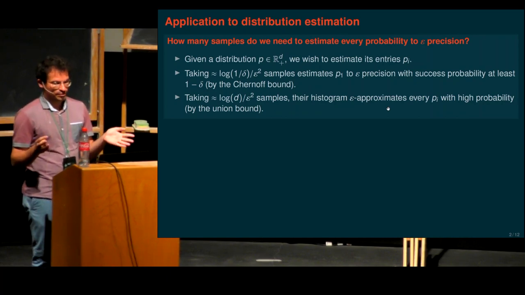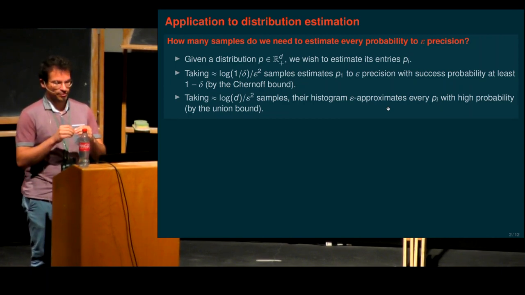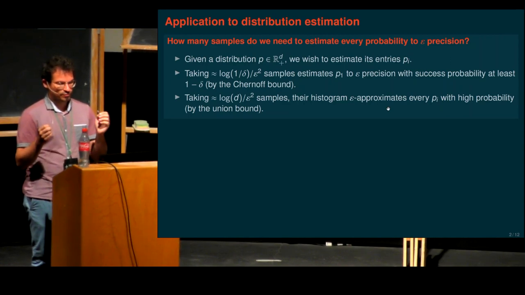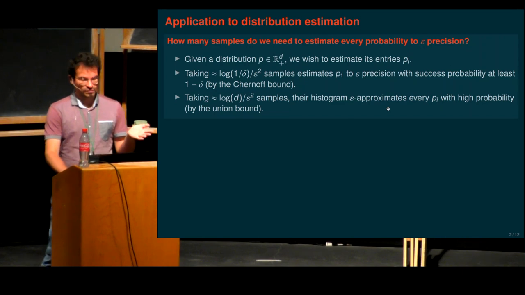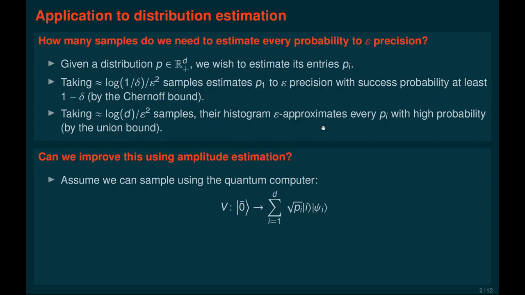And so the increase in the number of samples was something logarithmic in the number of different outcomes of my distribution, or different outcomes of my experiment, so the size of my distribution, which is a very nice thing. And so we would be hoping to get something similar quantumly. And so the question is, how can we prove this algorithm in a quantum case? We often can remove this epsilon square dependence and make it 1 over epsilon dependence.